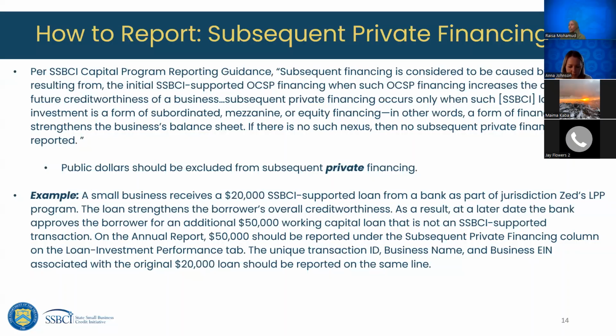Okay, so let's take an example. A small business receives a $20,000 SSBCI supported loan from a bank as part of Jurisdiction Z's LPP program. The loan strengthens the borrower's overall creditworthiness. As a result, at a later date, the bank approves the borrower for an additional $50,000 working capital loan that is not an SSBCI supported transaction. So on the annual report, that $50,000 would be reported under the subsequent private financing column on the loan investment performance tab. The unique transaction ID, business name, and business EIN associated with the original $20,000 loan should be reported on the same line.